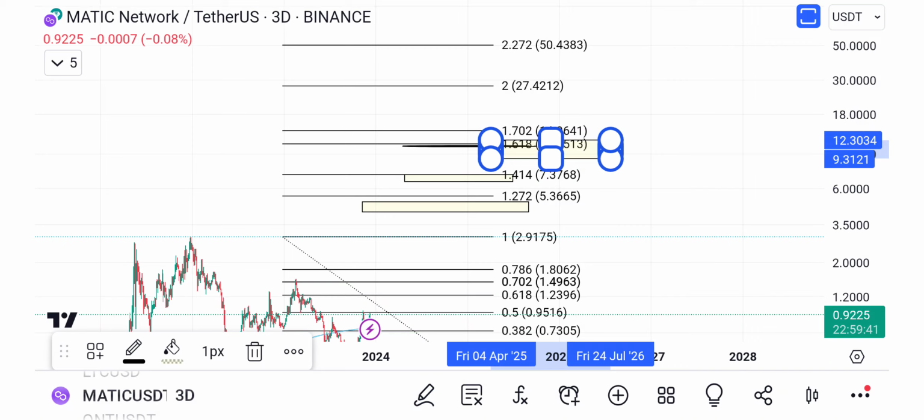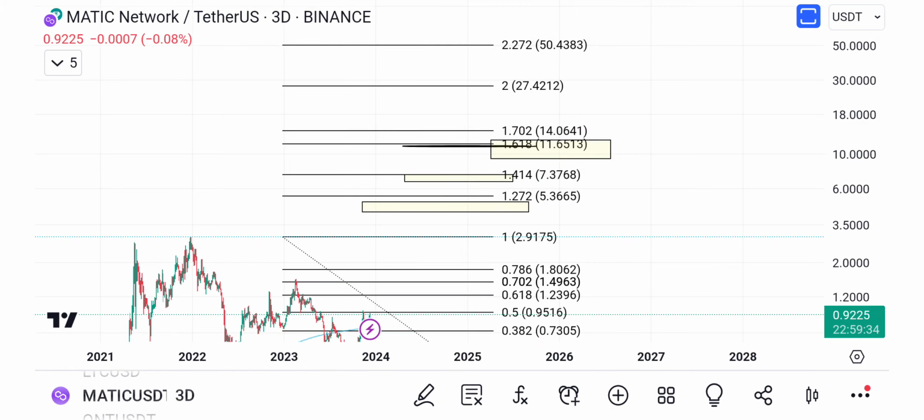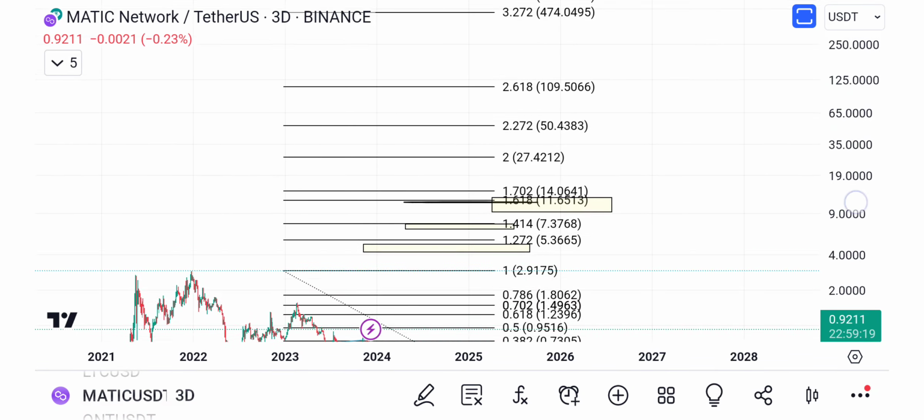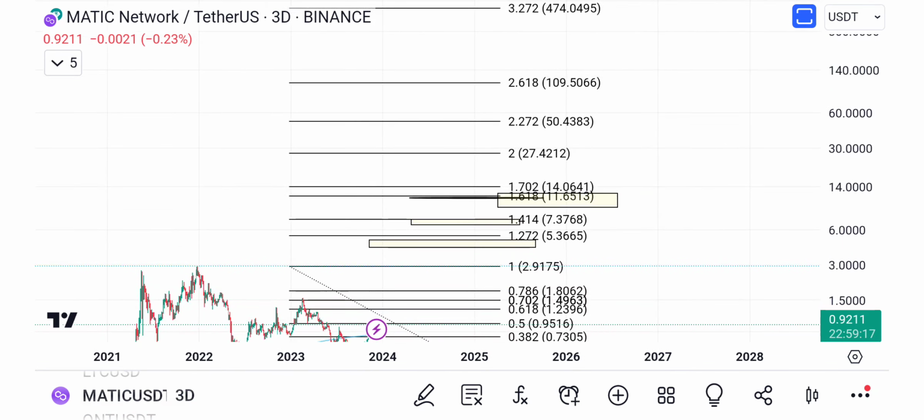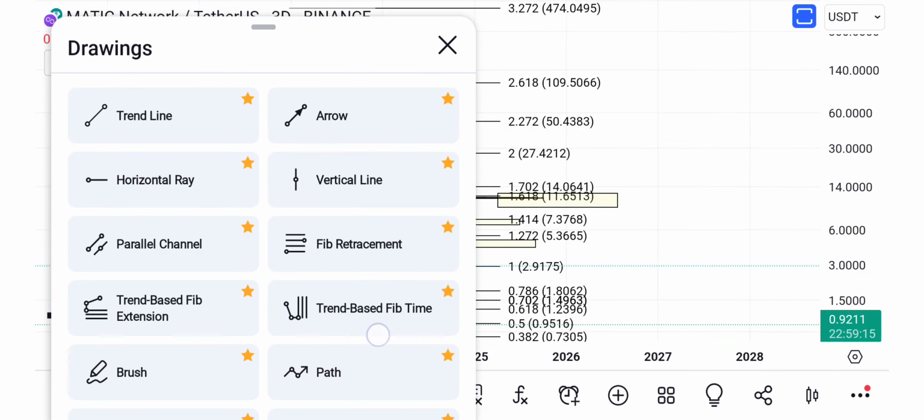It's not super exuberant, but it's not super conservative either. I think that's a really good target to have. So personally, between $10 and $13, I think is a great place to consider taking profits for Matic. Now, can it go higher? Yes, of course.